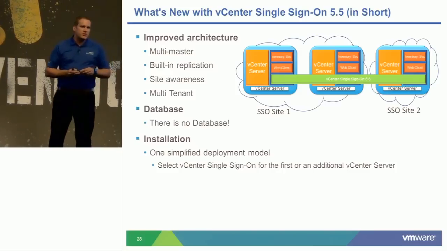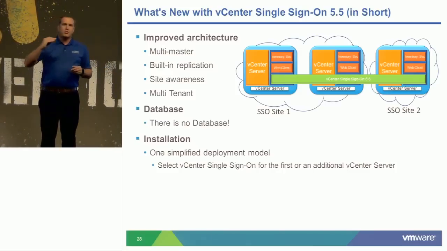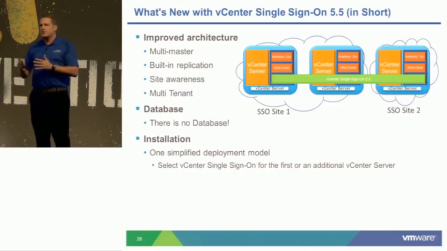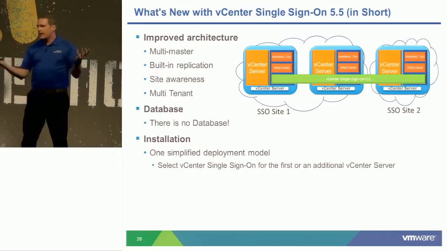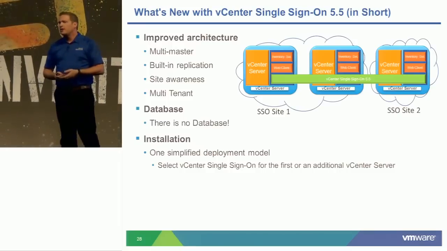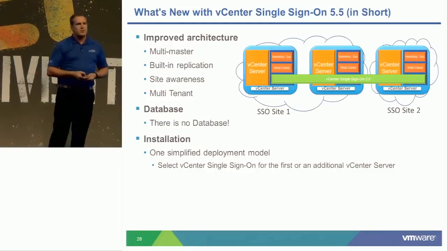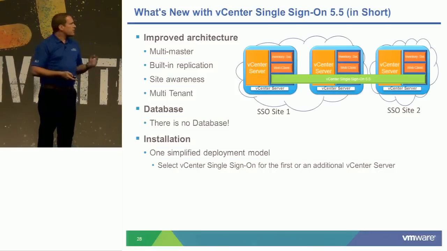If I have an additional one, I would choose a second option, which would basically say this is an additional SSO instance. I'm adding it into a previously defined security domain, and I have my security domain that's there, which will be used for things like linked mode to be enabled at that point. So the installation is literally 9 clicks, and it's really simplified over what we did with 5.1.